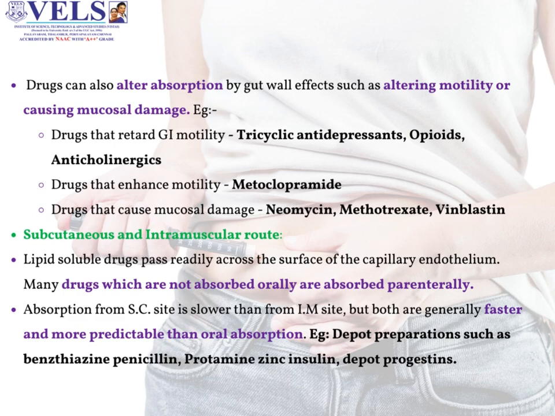Next, we will move on to the subcutaneous and intramuscular routes of administration, which alter the absorption rate. Usually, lipid-soluble drugs cross the surface of the capillary endothelium very easily. So most of the drugs which are not absorbed orally are usually absorbed by the parenteral route. Absorption from the subcutaneous site is slower than from the intramuscular site, but both are generally faster and more predictable than oral absorption. For example, depot preparations such as benzathine penicillin, protamine zinc insulin, and depot progestins are usually administered by the intramuscular route.